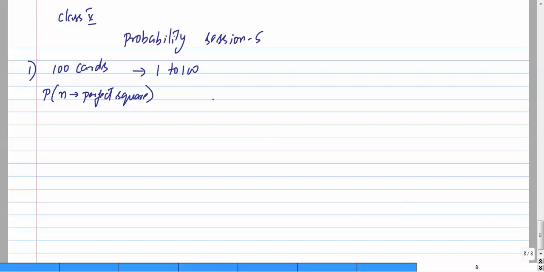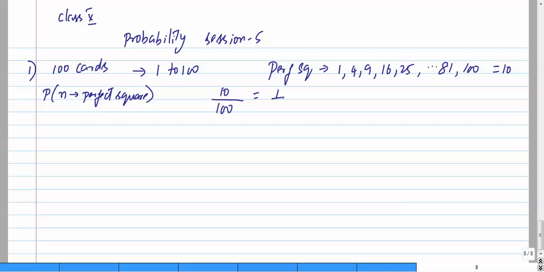The denominator would be 100, because there are a total of 100 possible outcomes. Now come to the numerator. What are the perfect squares? 1, 4, 9, 16, 25, and so on up to 81, and finally 100. How many are there? There are totally 10. So the probability of getting a perfect square is 10 upon 100, that is 1 upon 10.